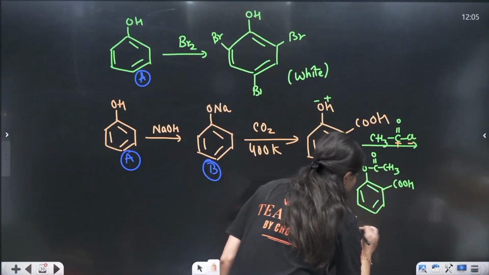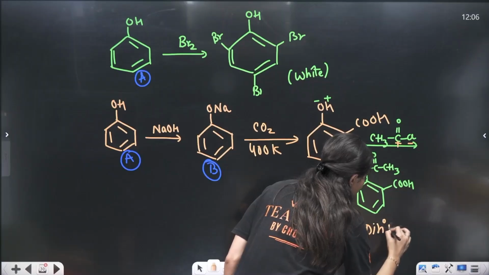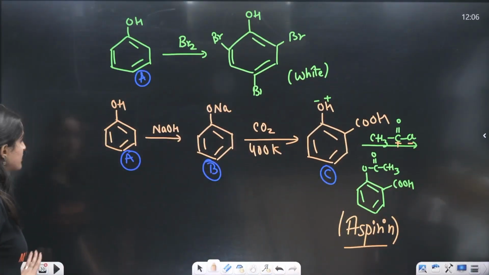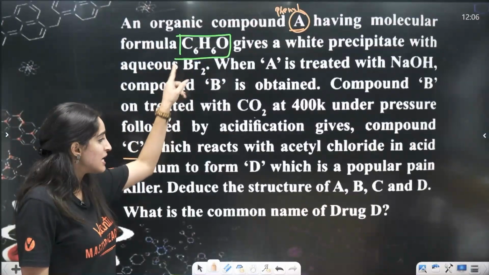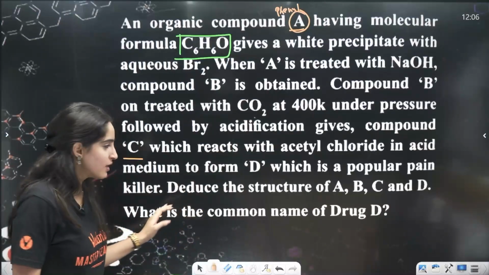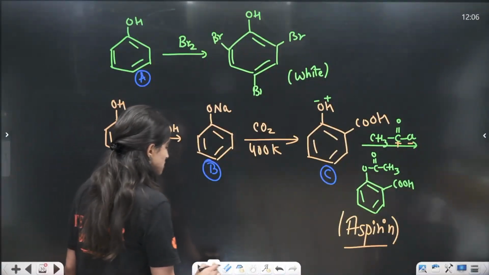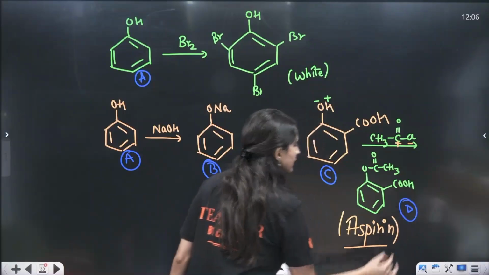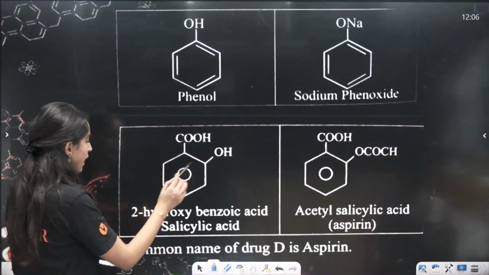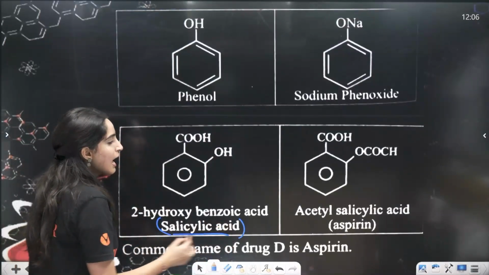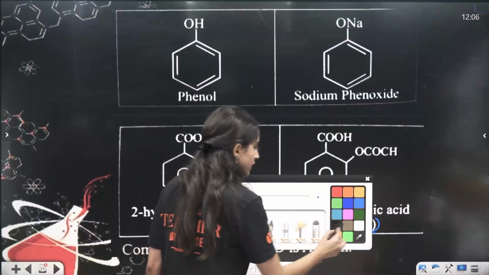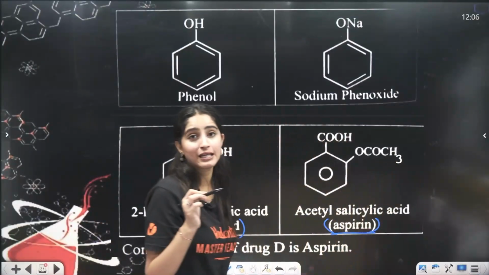That is called your aspirin, your very popular painkiller, right? So from aspirin only you can get that. They have given you so many hints. One hint is the white precipitate. The second hint is your CO2, Kolbe's reaction. The third hint is your aspirin, right? And they asked you to identify all of them. So this is your D. As you can see, first is phenol, then you have sodium phenoxide, then 2-hydroxybenzoic acid, that is salicylic acid, and D is your aspirin, a very popular painkiller, right?